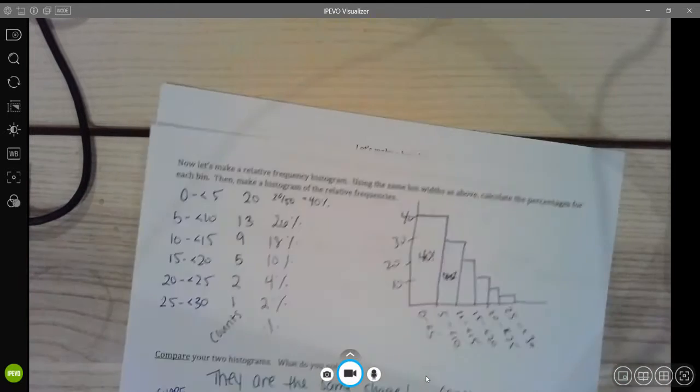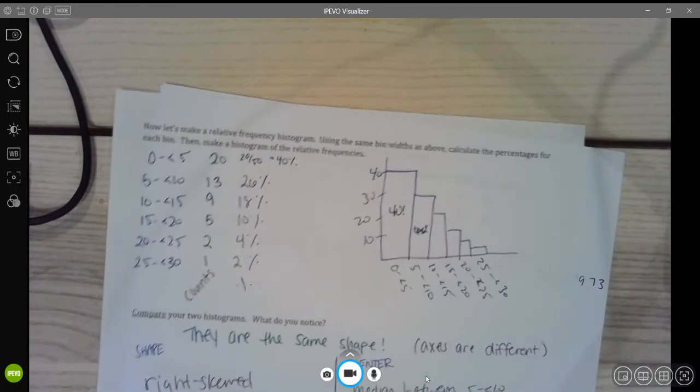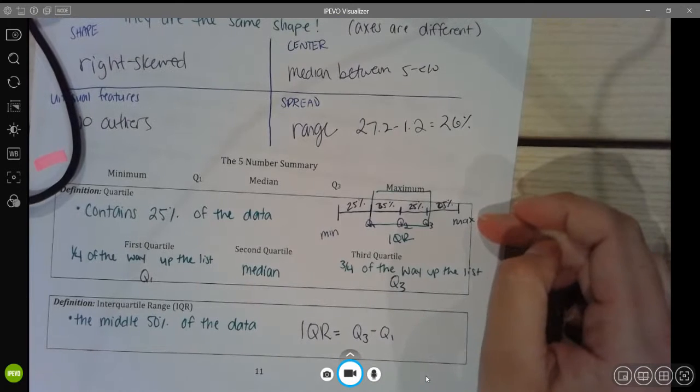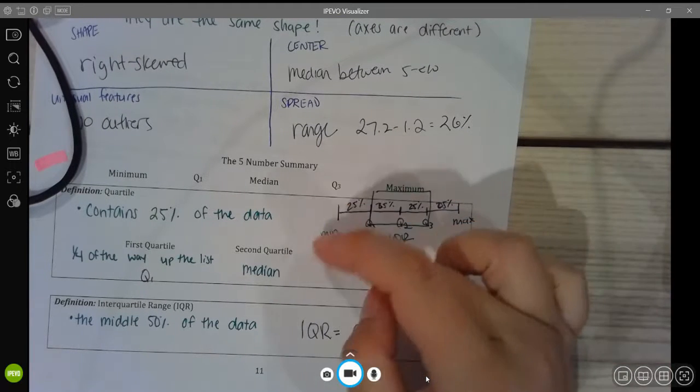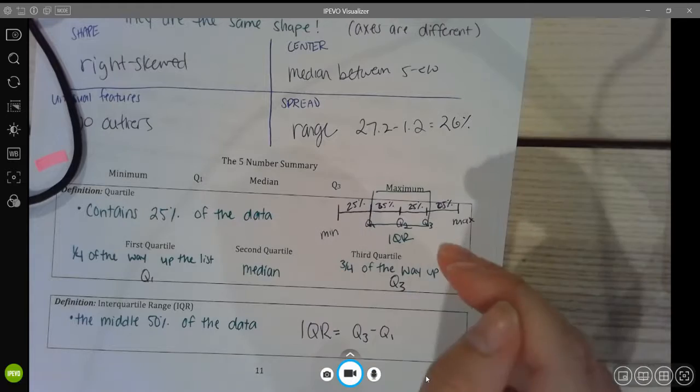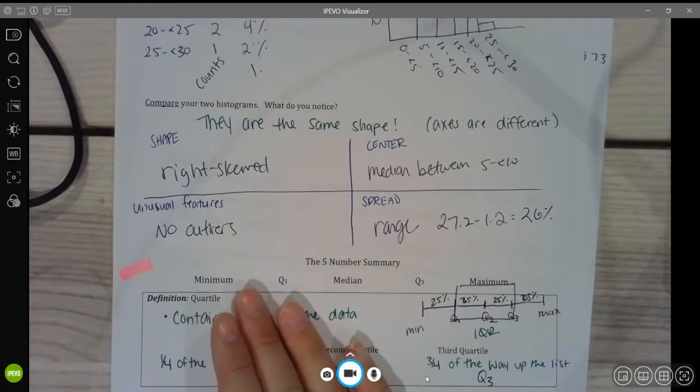Okay. So let's look back at this picture here. Does this look like anything you've seen before? Do you remember what a box and whisker plot is? Maybe, maybe not. A box and whisker plot is the 5-number summary. Okay, so let's make a box and whisker plot.